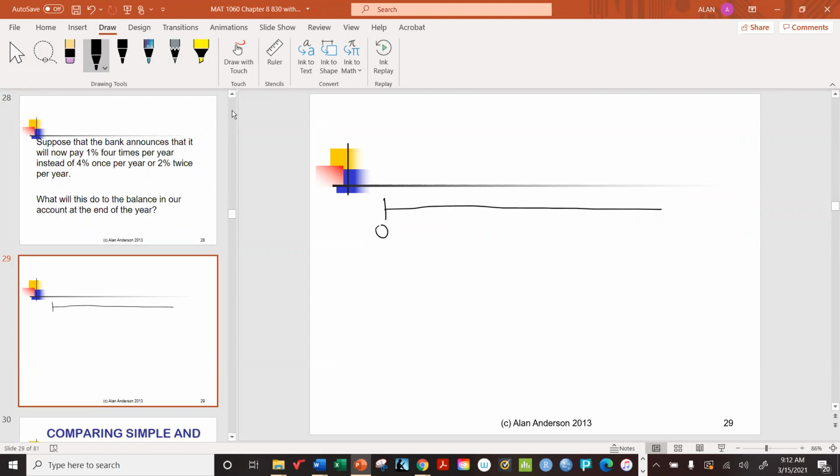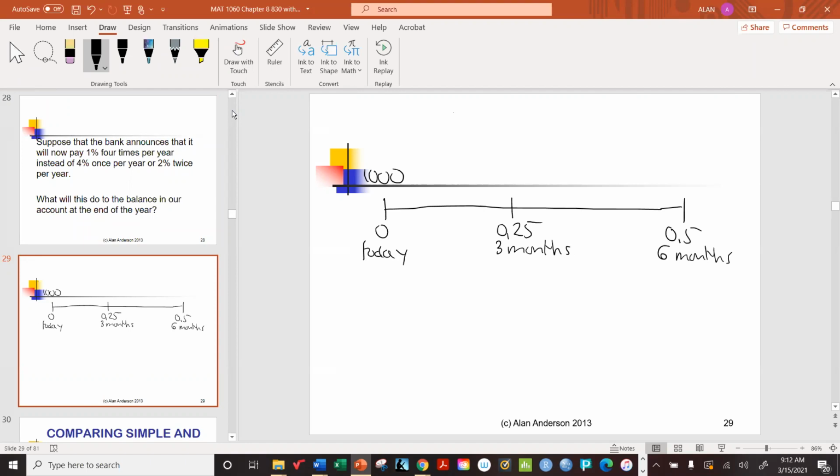We'll start out today. 1/4 of a year in the future is here. 1/2 of a year is here. So this is 3 months in the future. This is 6 months. This is today. So we have 1,000 here. And now remember, they're paying us 4%, 1%, 4 times a year.